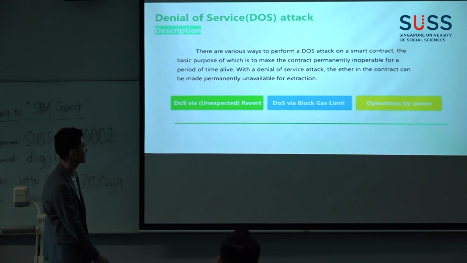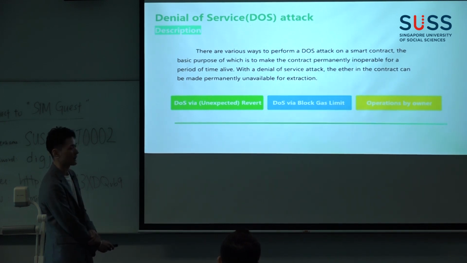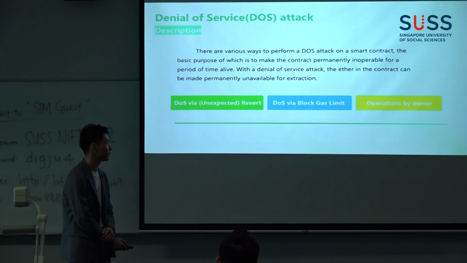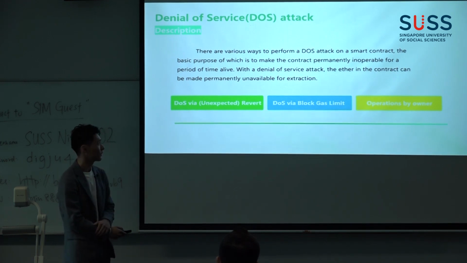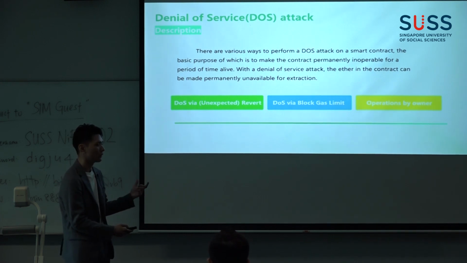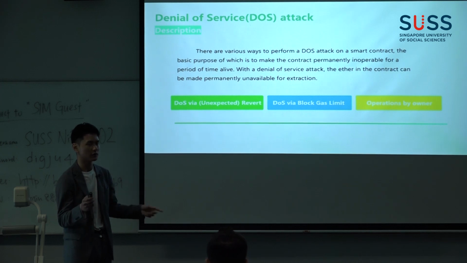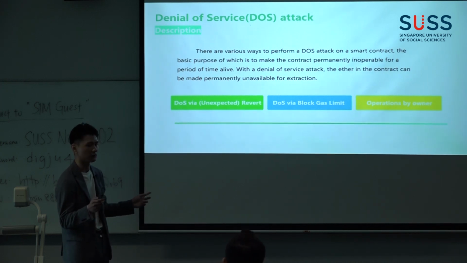There are three types of DOS attack we'll mention here. One is DOS via unexpected revert. Another one is DOS via block gas limit. And another one is operations by owner. We briefly mentioned the DOS via block gas limit at the for loop and while loop. If the loop is too long and causes too much gas, the transaction probably will never go through, and the contract will be stuck forever.